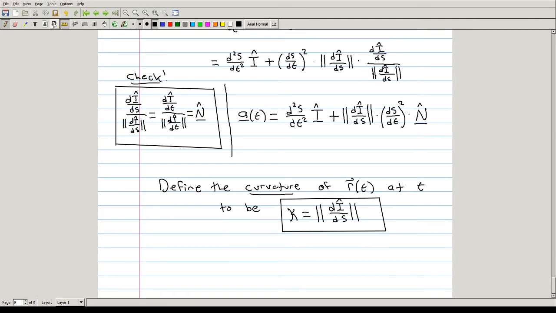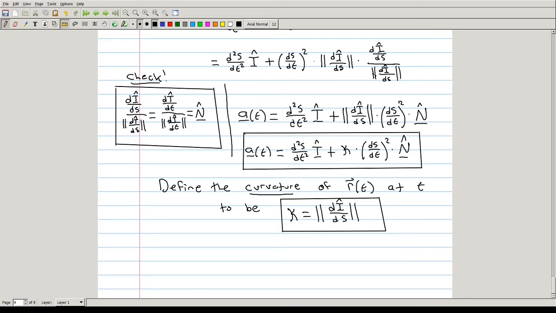And if we make this definition, then what we've shown essentially is that the acceleration along any curve, the acceleration vector, decomposes as the second derivative of arc length with respect to the parameter t times the unit tangent vector, plus the curvature, which in general is a function of the parameter t, times the square of the tangential velocity times the unit normal vector N. And this is a very, very important formula because it decomposes for any curve, for any motion at all, the tangential acceleration and the normal or centripetal acceleration.